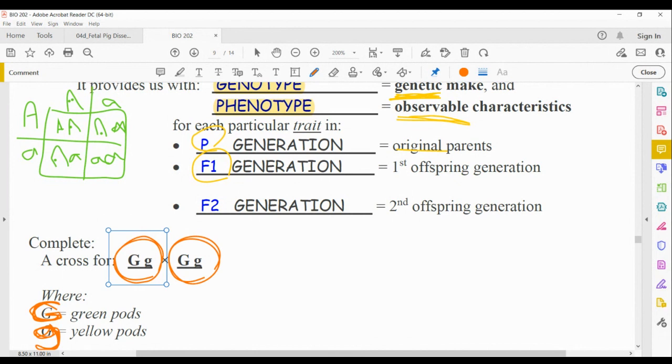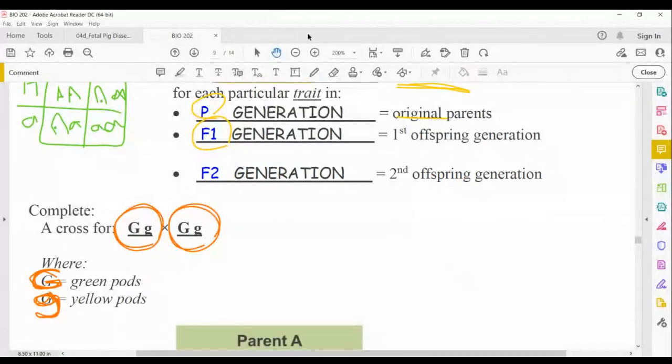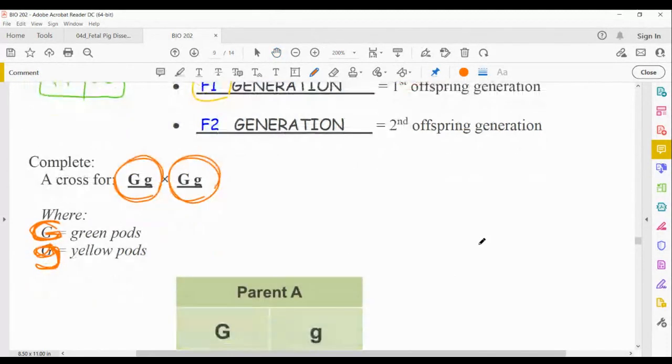So we see more green pea pods than we see yellow. The only way that we can see yellow pea pods would be if you inherit the allele for that from both of your parents. And it's just my automated fixing of spelling errors decided to change the lowercase g, which was supposed to be for the yellow pods, into a capital one. So correct that for your notes if you wish.